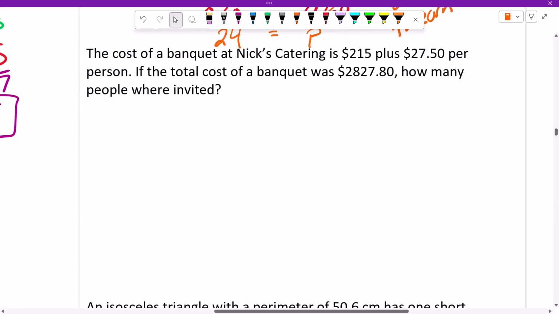The cost of a banquet at Nick's Catering is $215 plus $27.50 per person. If the total cost of the banquet is $2,827.80, how many people attended? So you're throwing a party, right? And your budget is $2,827.80. How many people can show up, right?